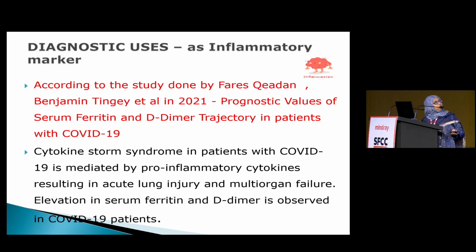So coming to the studies which have been done showing ferritin as an inflammatory marker, there was a study done in 2021, after the COVID. They have shown that the cytokine storm syndrome in patients with COVID-19 is mediated by pro-inflammatory cytokines, resulting in acute lung injury and multi-organ failure. Elevation in serum ferritin and D-dimer is observed in COVID-19 patients.